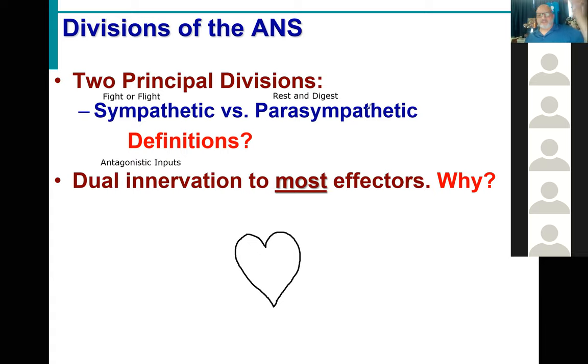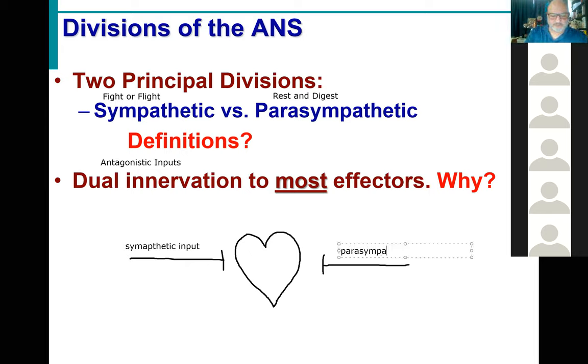The heart. The heart, there you go, excellent. The heart, like most of the organs in the body, receives dual innervation, meaning that they get both sympathetic input and parasympathetic input. Why? Is it because you're supposed to be able to excite and then calm down? Exactly, right? Antagonistic inputs mean that they have the opposite effects.